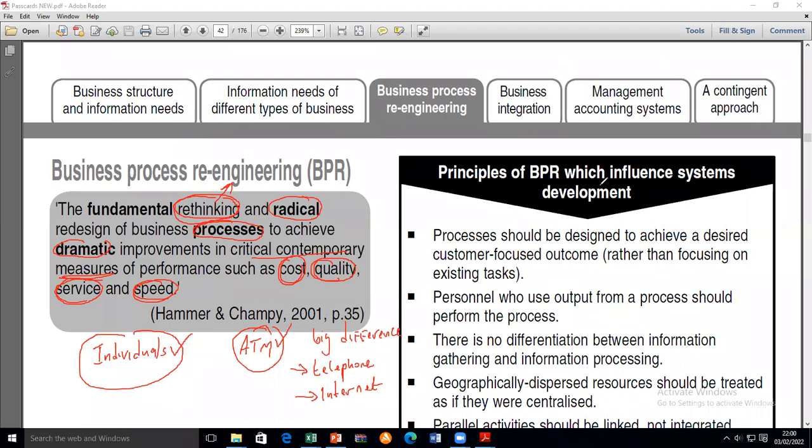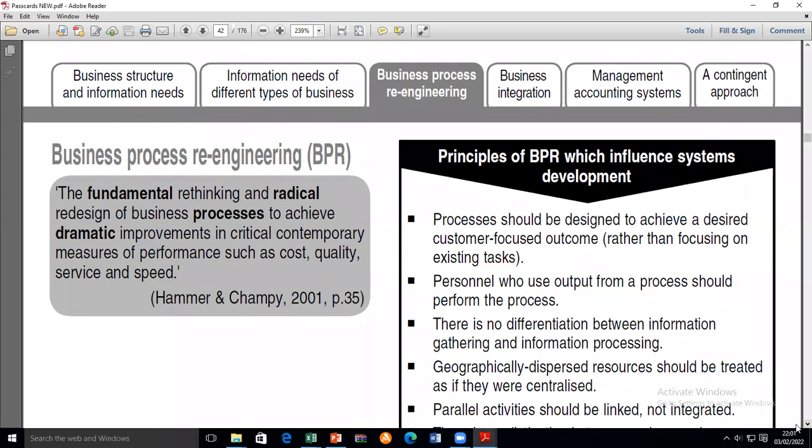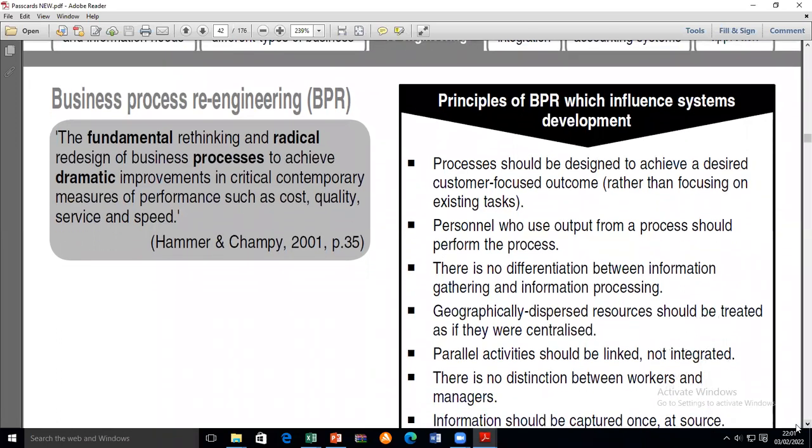So then what are some of the features of BPR? What results from BPR? Here are some of the features of BPR.